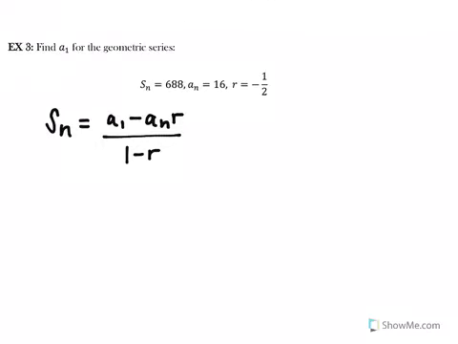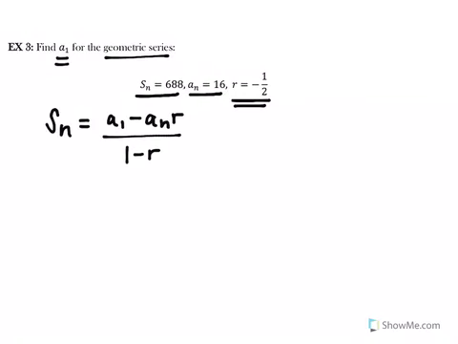So in this example, we want to find a sub 1 for the geometric series. Given this information that we have the sum as 688, we have the last term in the series, which is 16, and then we also know that r, or our common ratio, is negative 1/2. Okay, so we just want to look for the formula that we need to use.